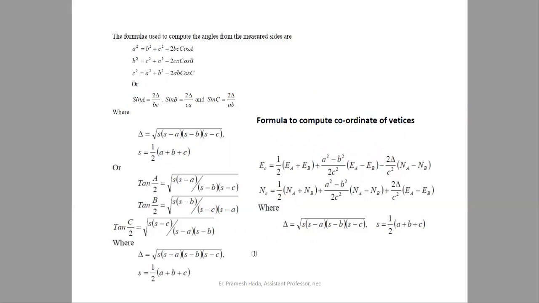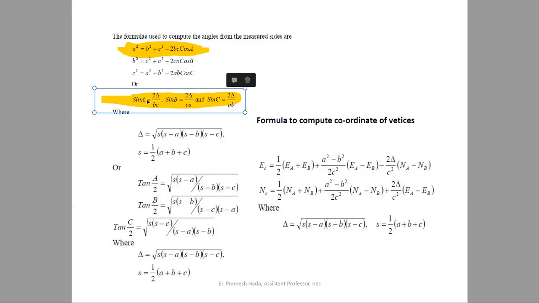Now, how do we calculate the angles with the measured sides? Here we use basically the cosine formula. We also know this relation. These relations we have studied earlier, and they can be used for calculating the angles.